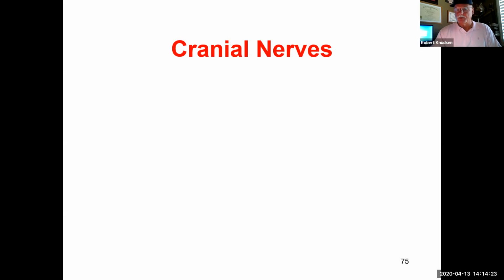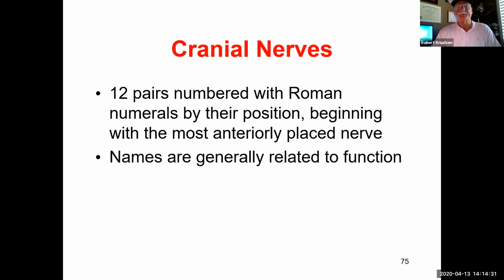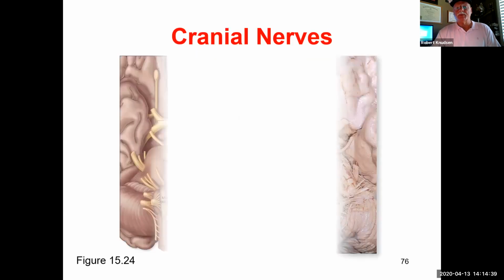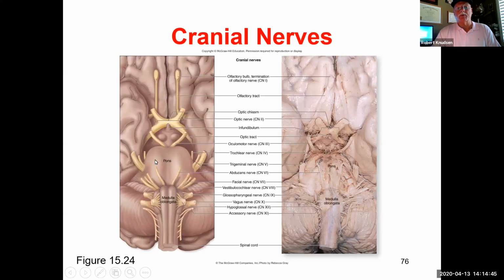Okay, so do you understand? You're going to get 5 questions. Don't blow it off. That says 12 pairs, Roman numerals. Anterior is number 1. Names generally related to function a little bit. Cranial nerves. Here they are. Here's a dissected one, okay, where you can see the cranials here as if they were drawn.